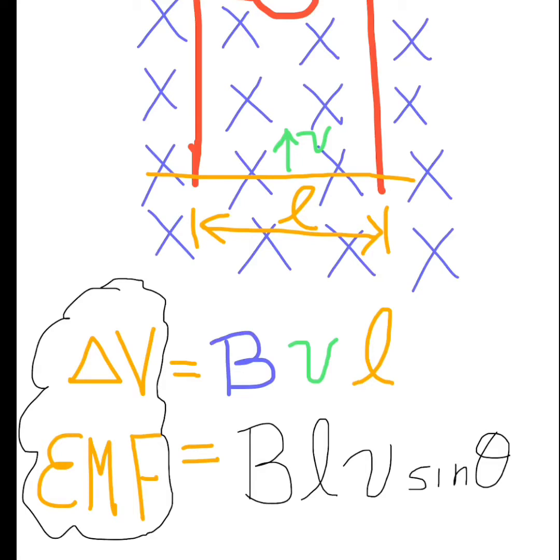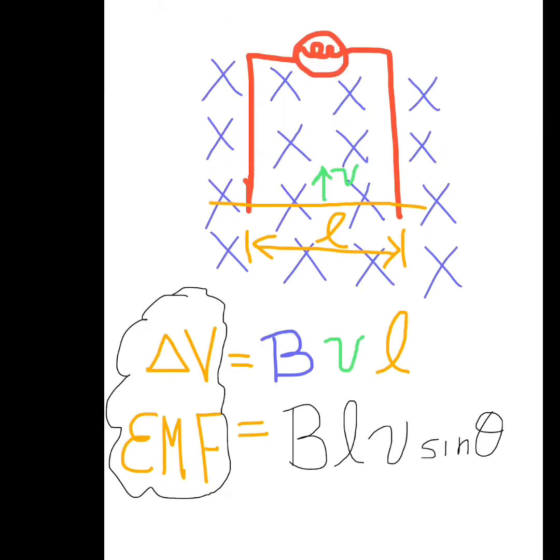Theta is the angle between V and B. In our picture, of course, that's 90 degrees. In any sort of problem you might hope to see, it'll probably also be 90 degrees, but this is the equation for EMF in a situation like this.